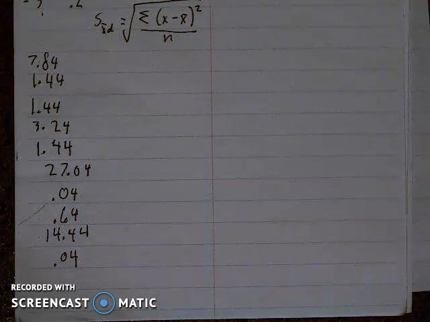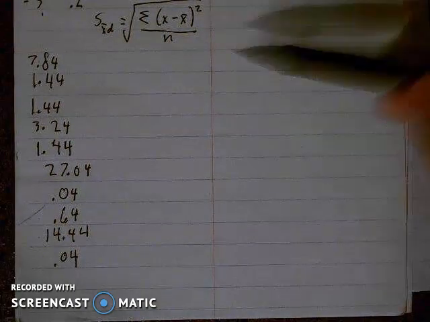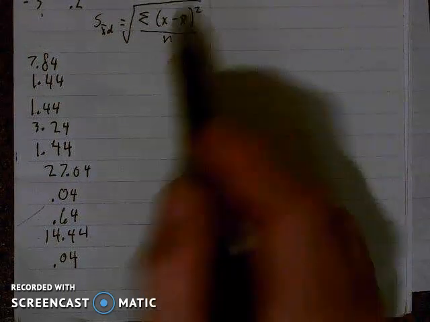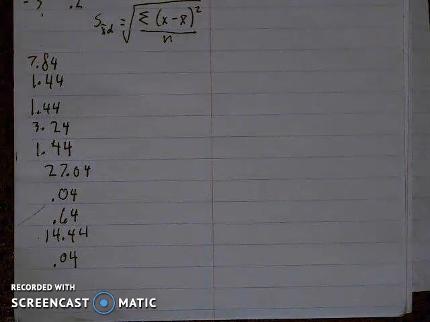Anytime you multiply a negative number times itself, you're doing a negative times a negative, which will result in a positive. Just a quick reminder there. So now, according to this formula, I've subtracted each of these, I've squared it. Now I have to find the sum. So I have to add all of these together. So I'm going to do that real quick.